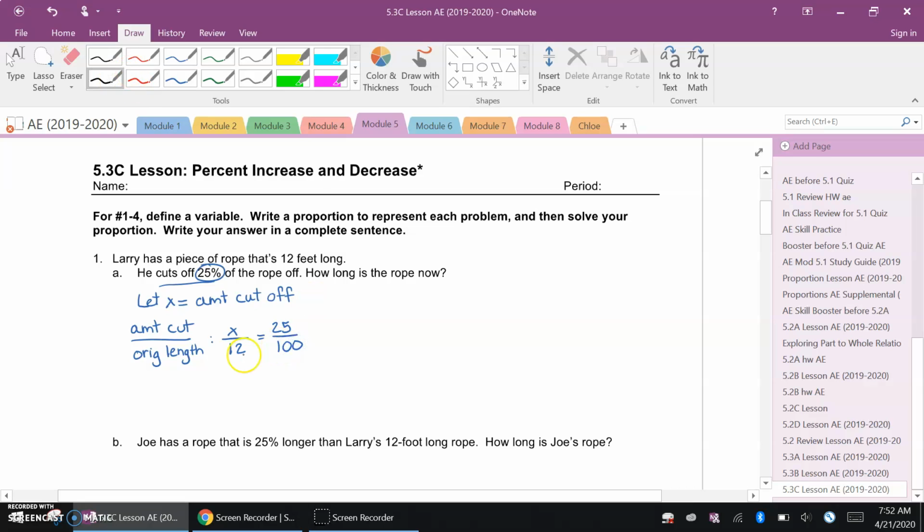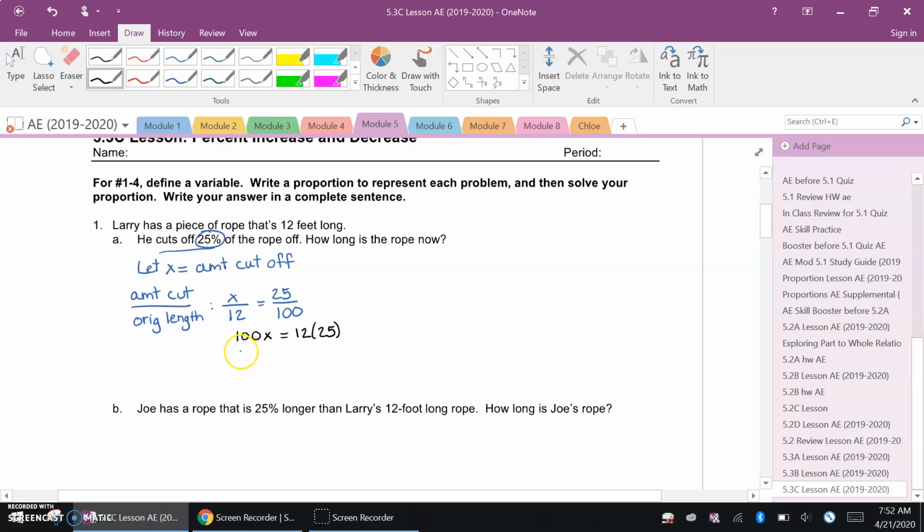And now we're going to go ahead and cross multiply. So we have 100x equals 12 times 25. If you put that into your calculator, you are going to get 100x equals 300. And if we divide by 100, we are going to get x equals 3. So 3 is actually not our answer. 3 is the amount that was cut off. And the question wants to know, how long is the rope now? So if the original rope was 12 feet and we need to cut off 3 feet, we're going to get 9 feet. So that means that the rope is 9 feet long.